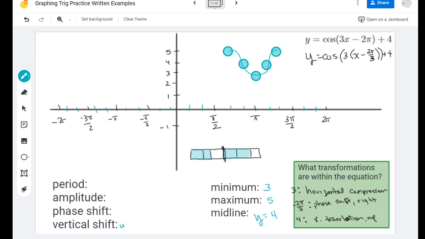That's because I had a vertical shift up by 4. Our phase shift was that movement to the right by 2 pi over 3. Now our amplitude, our distance from our midline to our maximum, is still 1. Alright, we didn't vertically stretch or compress the graph at all. And then in terms of our period, I do 2 pi divided by b, so 2 pi divided by 3, and that's my period.